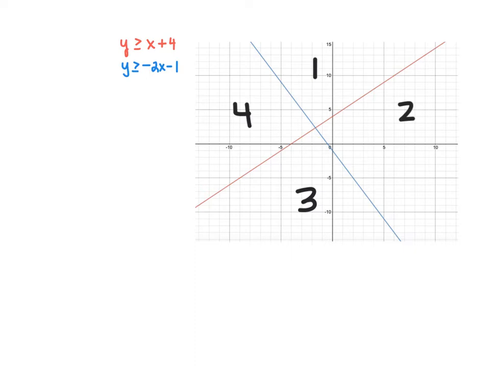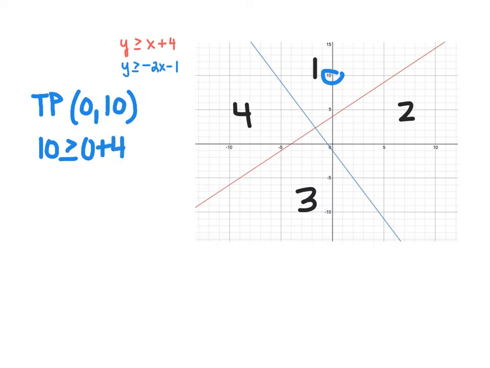To do that, I'm going to have to do a test point. Just like we did in the past, you need to show me what you're doing for your test point. So I'm going to put test point, and I'm going to start by picking a point from region 1. I'm going to choose (0, 10) right here. I'm going to plug it into both inequalities, starting with the top one. I'm going to write 10. Is that greater than or equal to 0 plus 4? Well, 10 is definitely bigger than 4. So that one works.